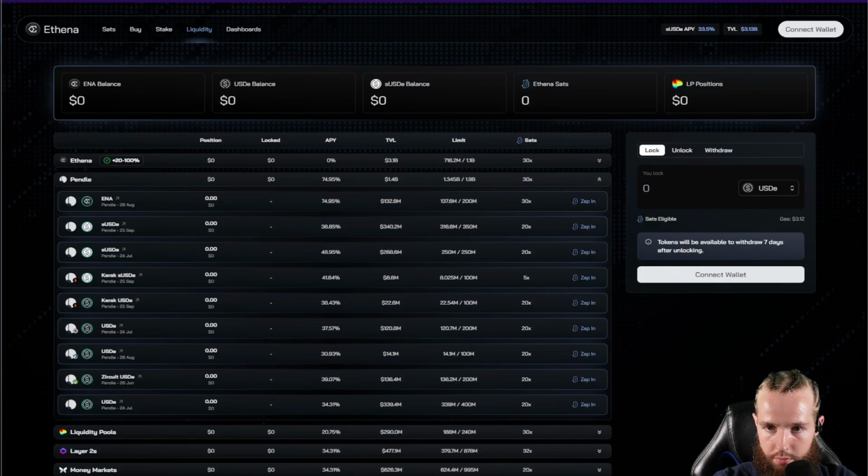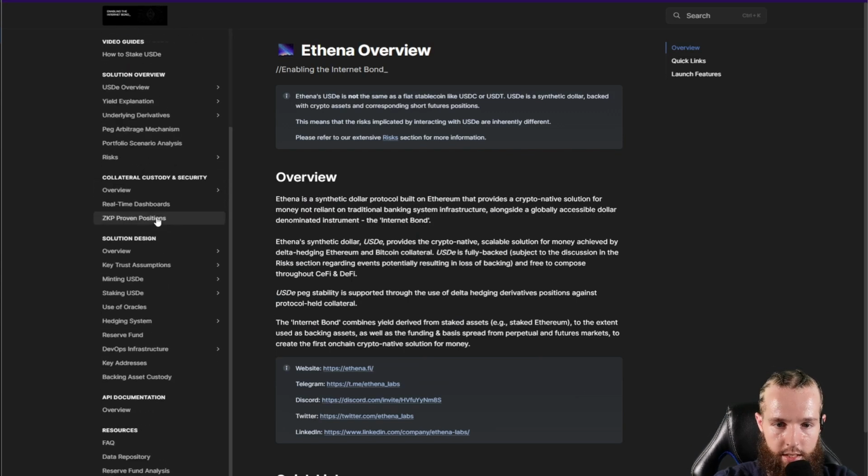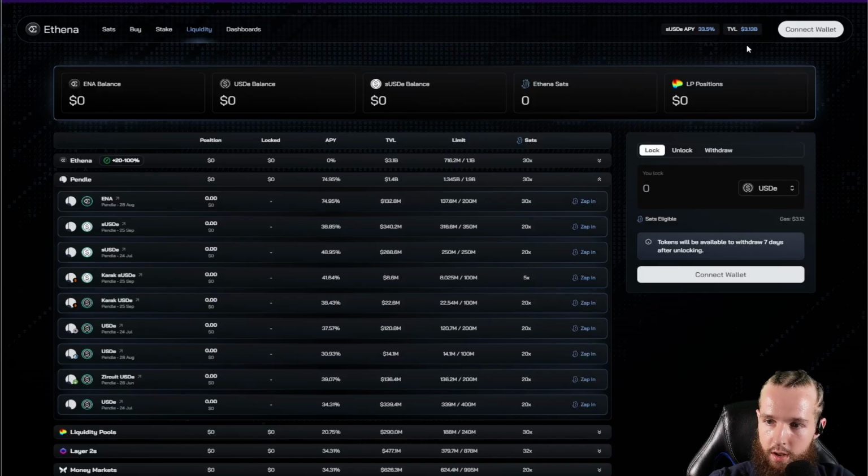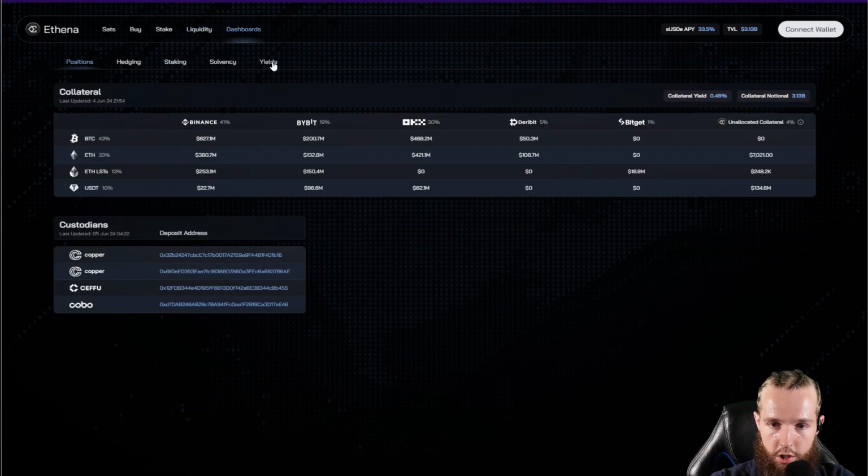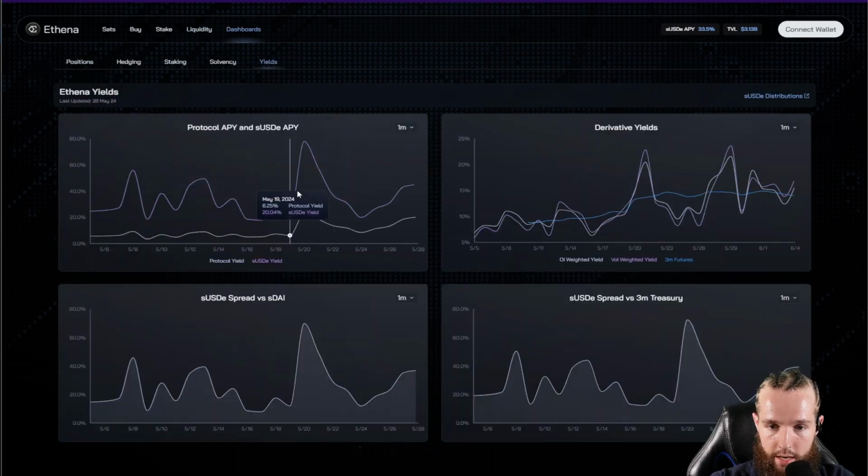I do just want to jump back into the docs here real quick and say, if you do have any questions at all, if there's something that you don't understand about this protocol and you want to have a better understanding of it so that you can take advantage of this 33.5% APY, and mind you, this is spiked up to much higher levels, so it is a variable rate. It's not a fixed rate, but the trend seems to show that it's been quite high most of the time.